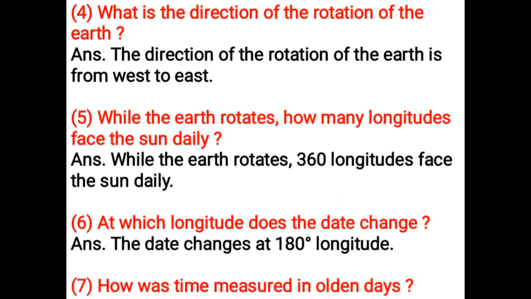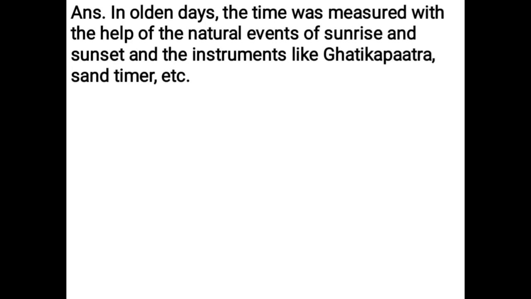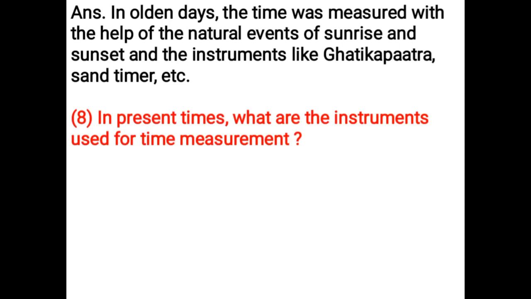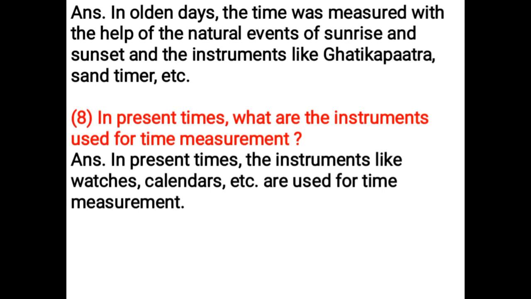How was time measured in olden days? In olden days, the time was measured with the help of the natural events of sunrise and sunset and the instruments like Gatika Patra, sand timer, etc. In present times, what are the instruments used for time measurement? In present times, the instruments like watches, calendars, etc. are used for time measurement.